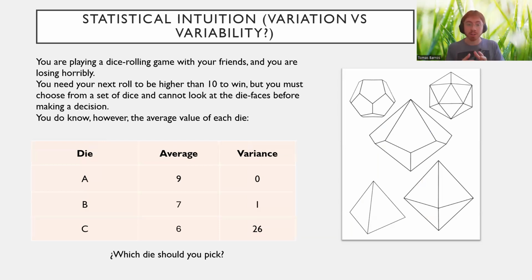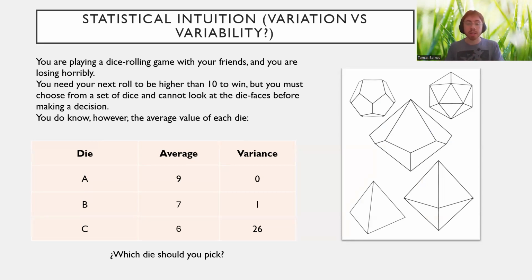that we haven't considered. So if we now have the average and the variance of each die, we would see that die A has a variance of 0. And variance of 0, as we know, means that all of the values on the die are equal. They're all 9. So it would be impossible to win. We would have a 0% likelihood to win using die A. Not only that, but die B also has the second highest average, but has a very small variance, meaning it likely has values around 7, so maybe 8, maybe 6, but it's unlikely to have a value higher than 10.